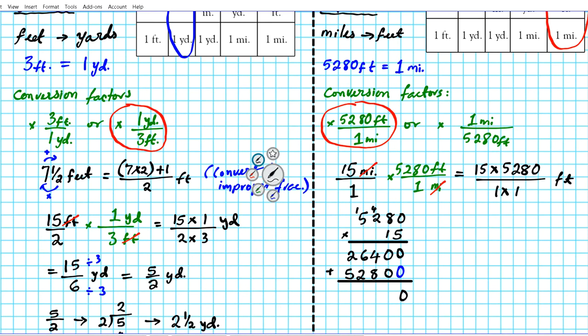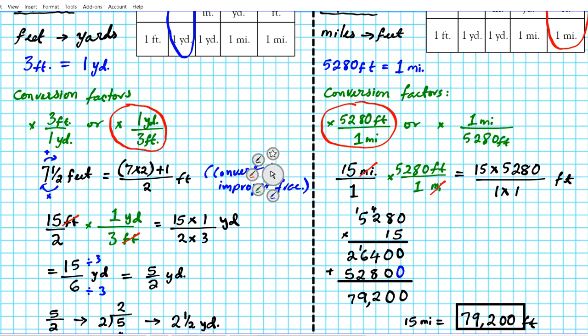All right, so we multiply, and then we're going to add downwards to generate our final answer. 0 plus 0, 0, 0 plus 0, 0. 4 plus 8, 12, 2, carry 1. 7 plus 2, 9. 2 plus 5, 7. Okay. 79,200. So let's write down our final answer. 15 miles is equal to 79,200 feet. Okay, there goes the answer to question number 4.